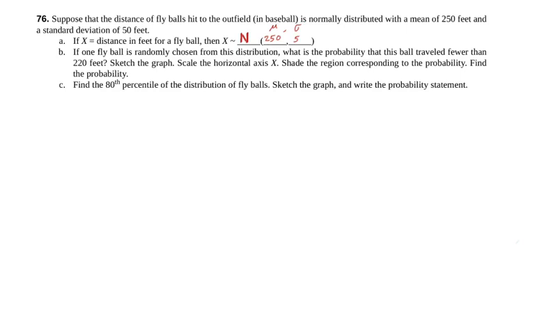Okay, so suppose that the distance a fly ball hits the outfield is normally distributed with a mean, so there's our mean of 250, and standard deviation of 50 feet. So this is just a way for us to make sure we're picking out the information we want there.